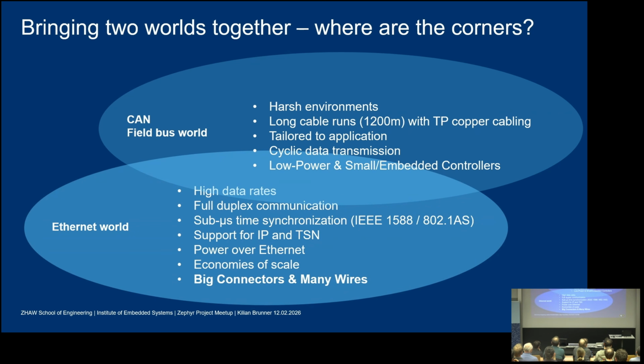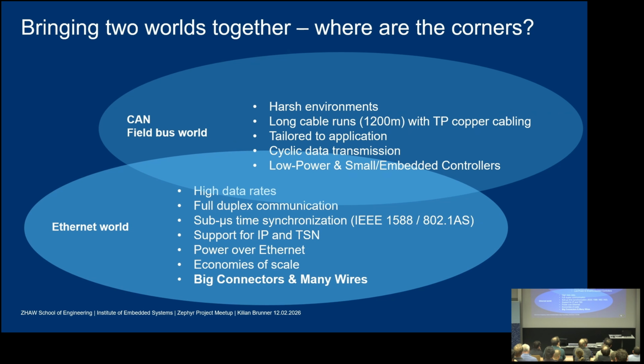On the other side, we have the Ethernet world. Ethernet provides usually very high data rates. You have full duplex communication. You have this sub-microsecond time synchronization, which is maybe very handy if you build a sensor application, because then you can map all your sensor values to a very exact time. So imagine you have a distributed system, distributed over maybe a square kilometer, and you can point every measurement point to an exact point in time. Then you can correlate the data much better, and you have much more information about that.